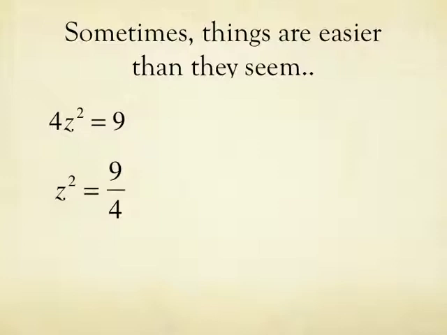Now you have something squared equals a plain old number. This is a great position to be in, because what we can do next is simply take the square root of both sides of the equation. Remember, squaring and square roots are inverse operations. They undo each other. So the square root of z squared is just plain old z. And on the right-hand side, the square root of 9 over 4, we can use the things we learned in Chapter 8 to solve that.